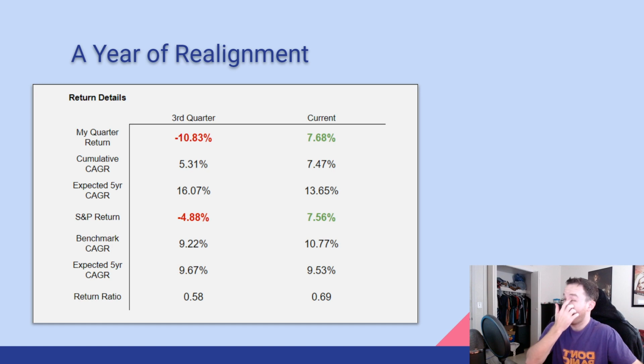The return ratio, which is the ratio of my overall total cumulative return to the S&P 500, is 0.69, which means that I've earned about 70% of the total returns of the S&P 500. That's a total return, not just the annual return. So that basically means if the S&P 500 had earned 100%, I have earned 70%. That's not the actual percentages, but you get the picture.